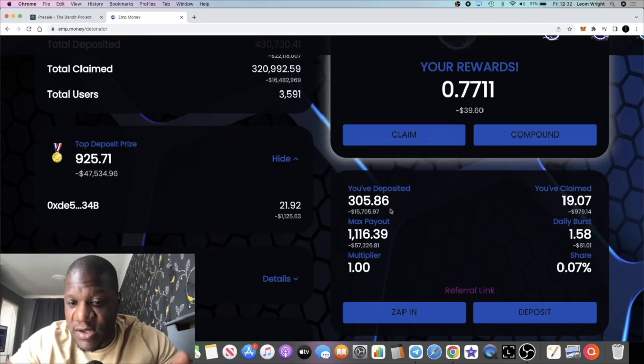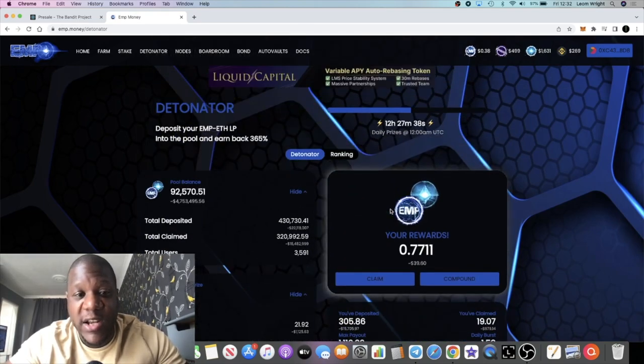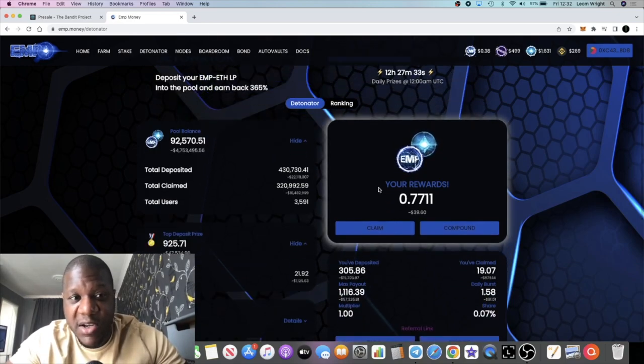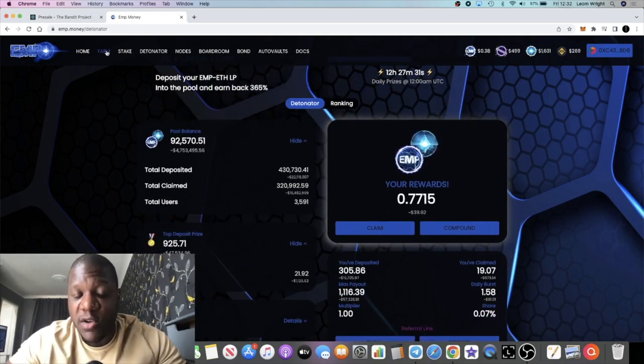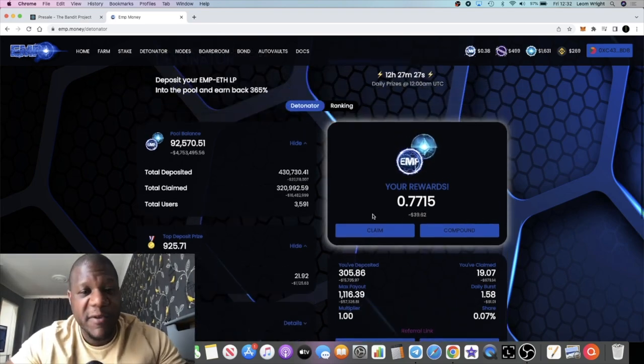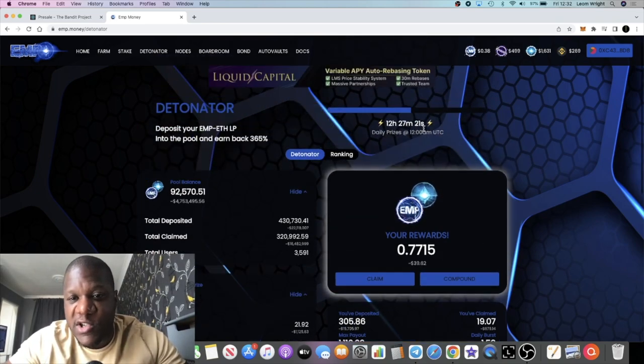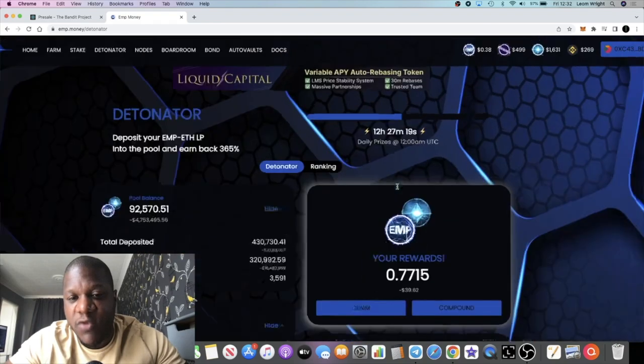This is definitely one you should take a look at if you're not looking at it already. If you just want to earn passive income, you can do that through the detonator. But what you can also do is use the LP tokens that you collect here. In fact, before we get onto that, you must claim your rewards, claim or compound, before this time also, because if you don't, it rolls over.